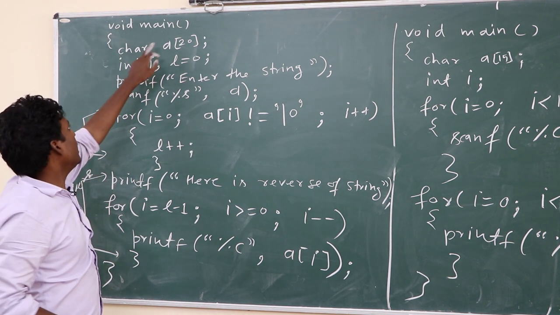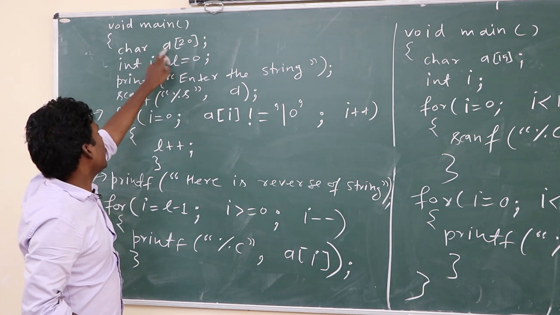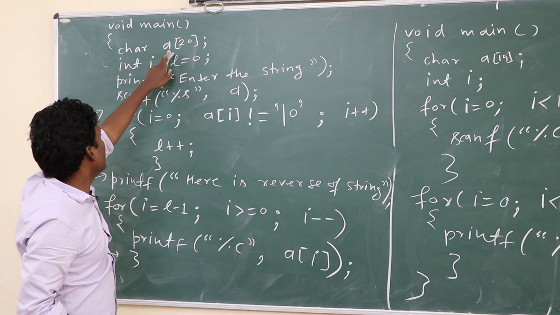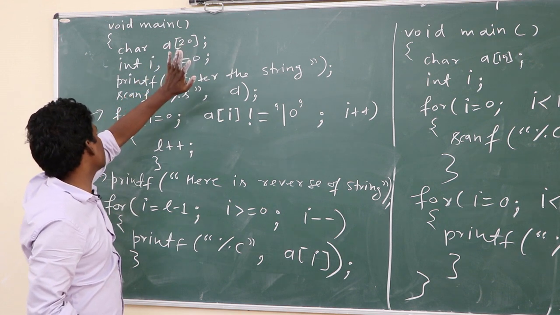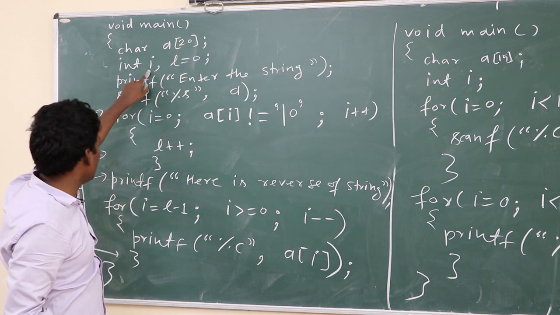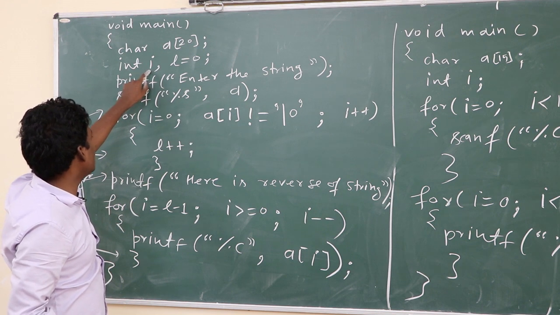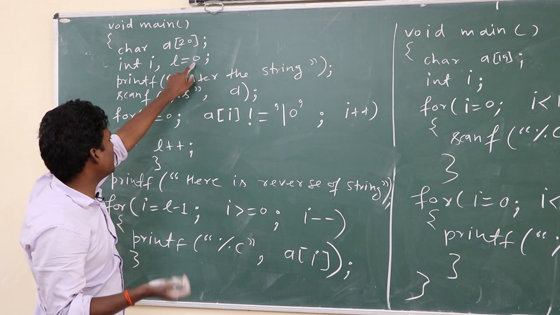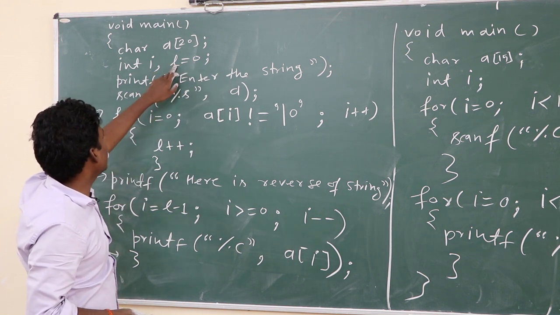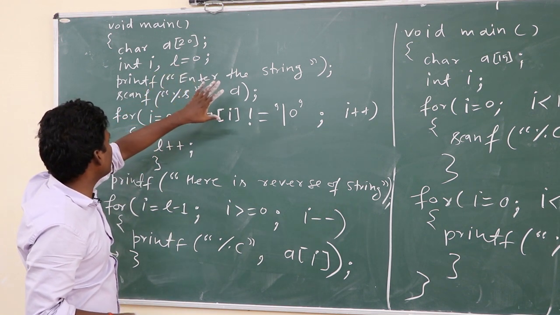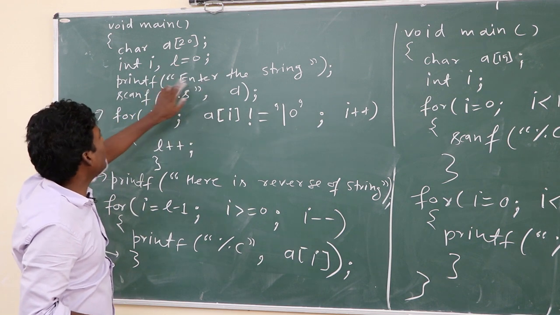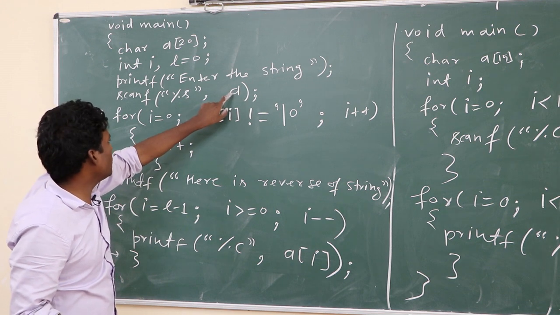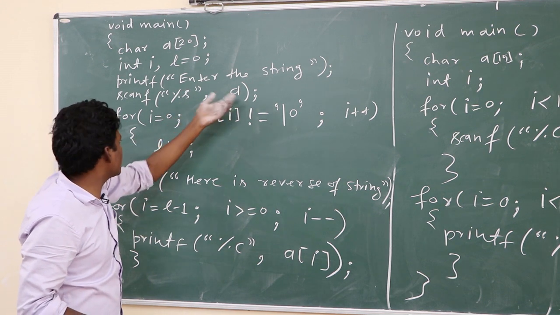So class, void main char a of 20. Here a is a string which is declared here. We can store up to 20 characters. Okay. int i for loop. Int i variable is used for loop, and int l equal to 0 to count the length of the string. So we declare l. Printf enter the string, %s a. String is inputted here.